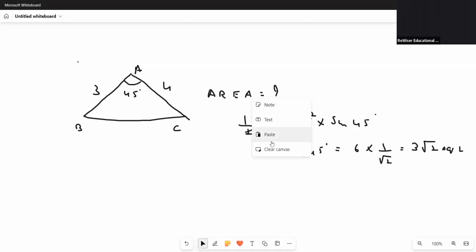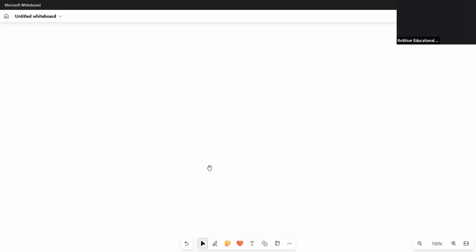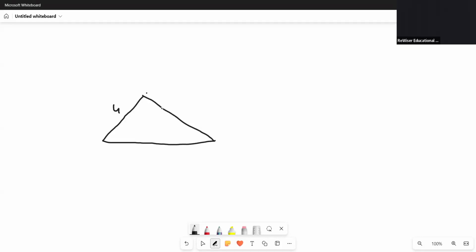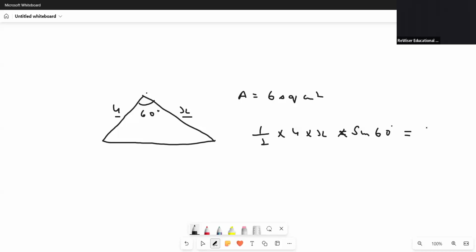Now, there are two types of problem in this case. Sometimes they can give you the area and ask you to find the unknown side. Suppose this length is 4, this length is x, and the angle between them is 60 degrees, and I have already given you that the area is 6 square centimeters. So I can apply the formula: half into 4 into x, multiplied by sine of 60 degrees, the angle between them, equals 6.